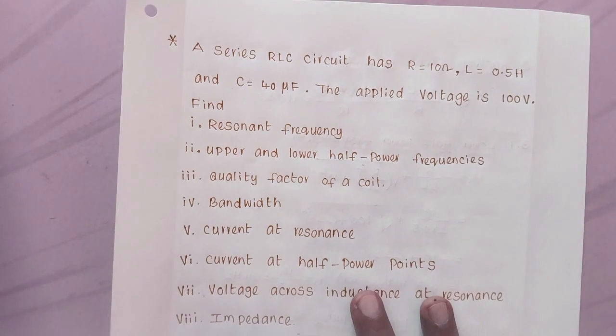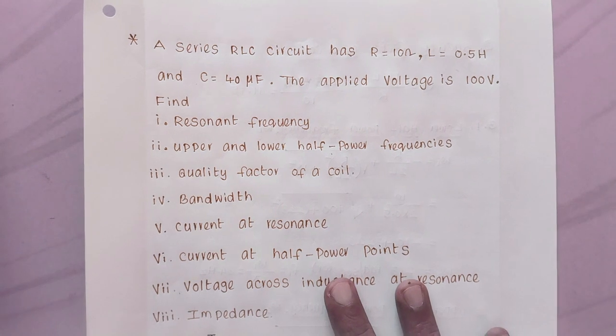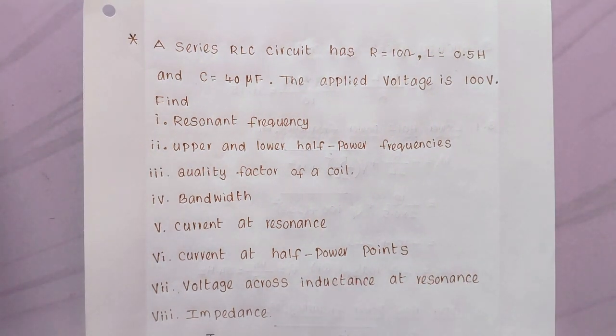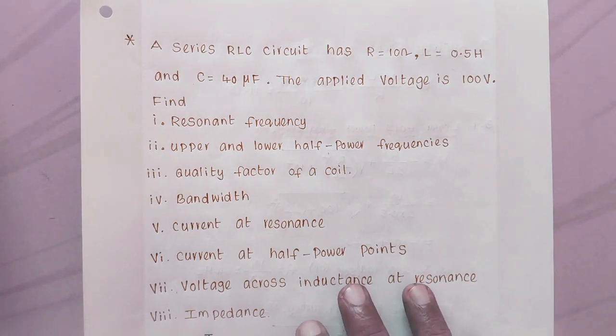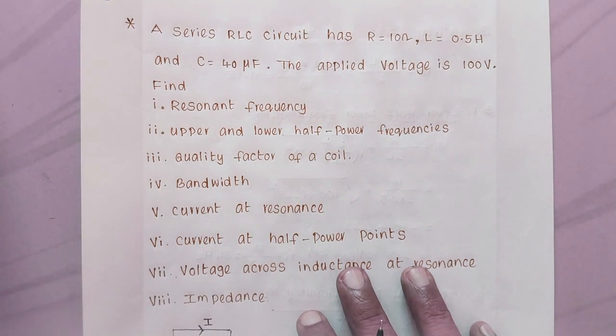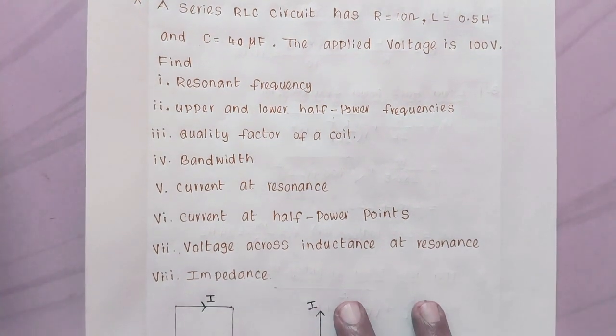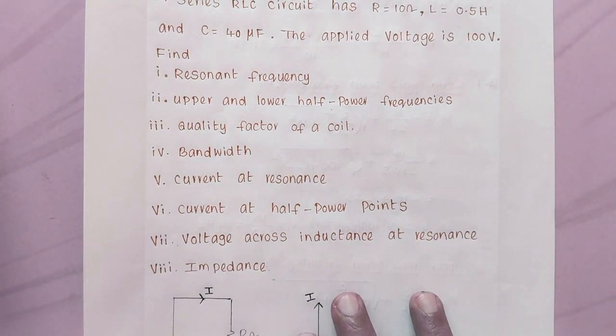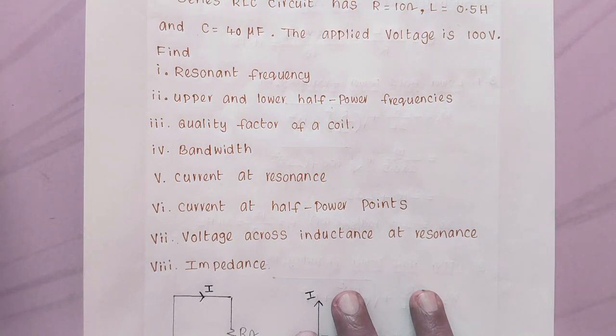So here the problem is a series RLC circuit has R equal to 10 ohms, L equal to 0.5 Henry and C equal to 40 microfarad. The applied voltage is 100 volt. Find resonant frequency, upper and lower half power frequencies, quality factor of a coil, bandwidth, current at resonance, current at half power points, voltage across inductance at resonance, impedance.